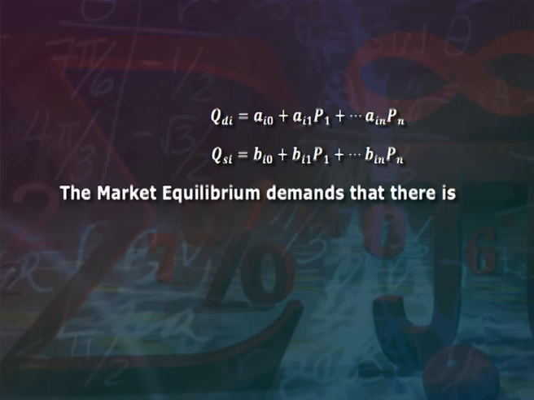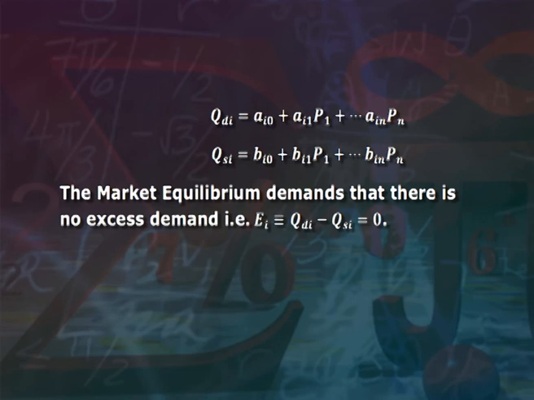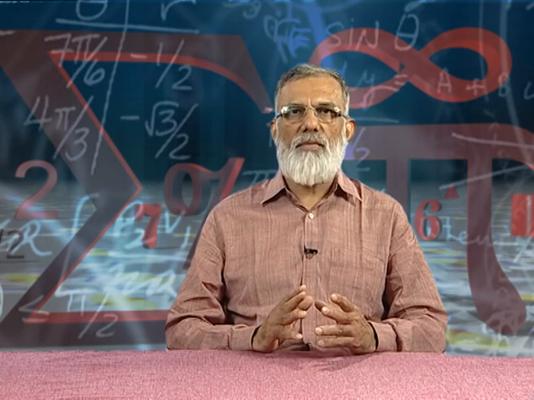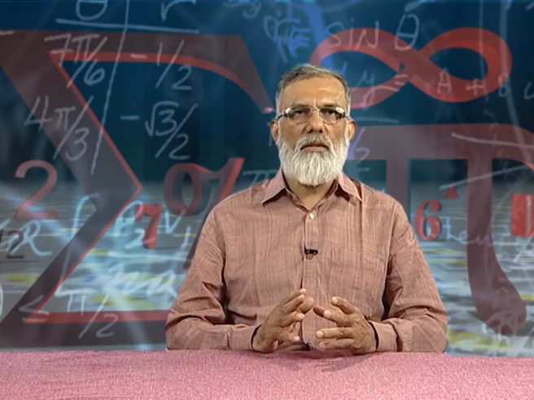The market equilibrium demands that there is no excess demand, that is Ei, which is identically equal to q_di minus q_si equal to 0. This leads to a system of linear equations for the variables p1, p2 up to pn. This system of equations can be solved by the methods described in this module.